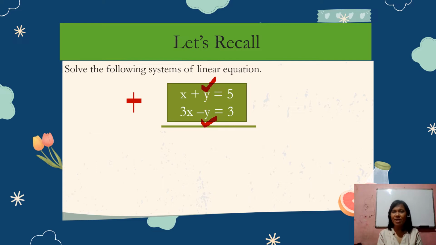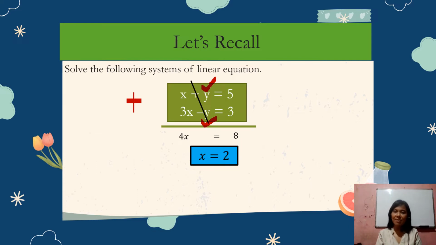Okay? So, adding these two equations, we're going to have x plus, cancel muna natin siguro yung y tsaka negative y kasi 0 na yan. Tapos, x plus 3x is 4x. Copy natin yung equal sign. 5 plus 3 is 8. Ngayon, to solve for x, kaya na yan. Divide both sides by 4 and x is equal to 2.